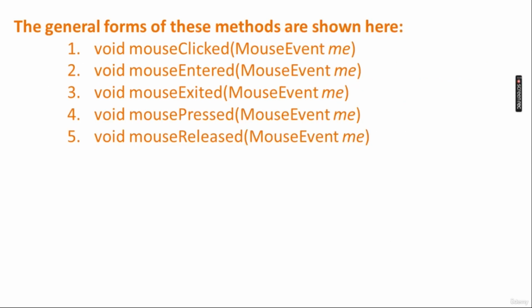So these general formats are void mouseClicked(MouseEvent me), void mouseEntered(MouseEvent me), void mouseExited(MouseEvent me), void mousePressed(MouseEvent me), and void mouseReleased(MouseEvent me). All of these have only one parameter, an object of MouseEvent. You have to remember these methods. You can learn them by heart or take a screenshot.